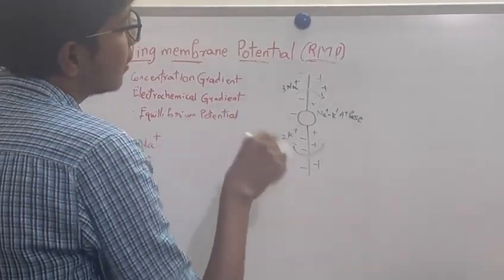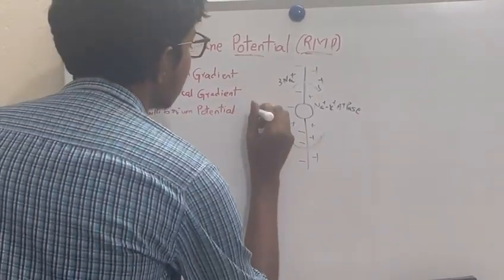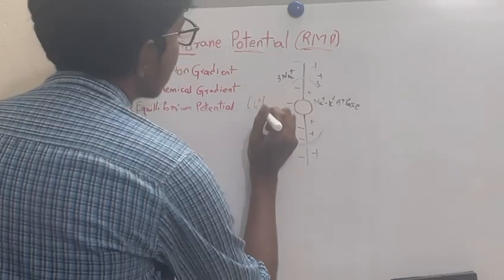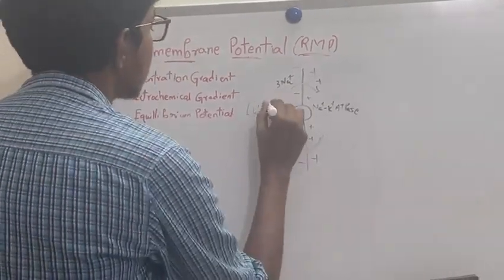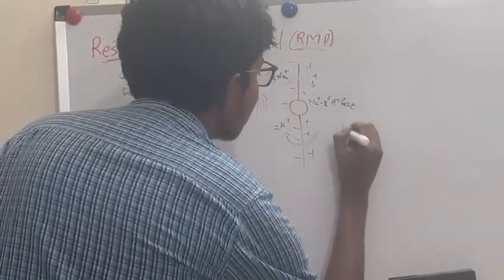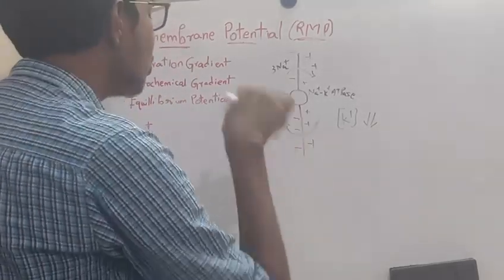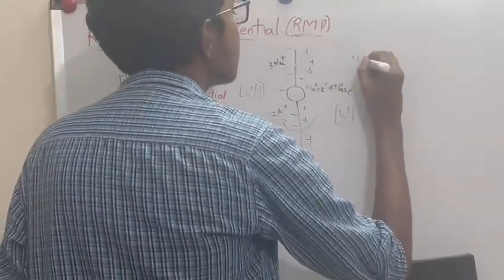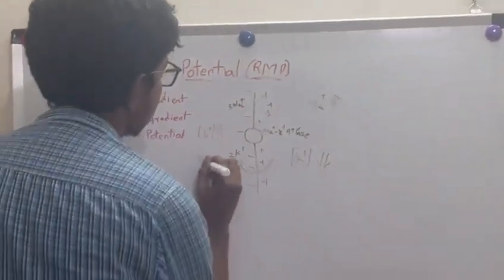Generally in a cell at rest, the potassium ion concentration inside of the cell is more and outside of the cell is less, and the sodium ion concentration outside of the cell is more, inside of the cell is less.